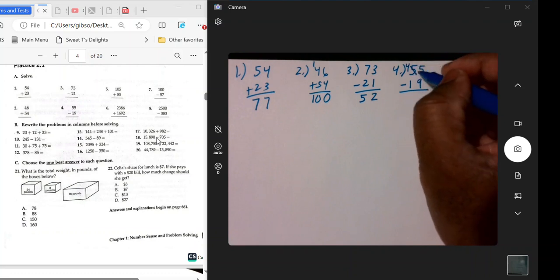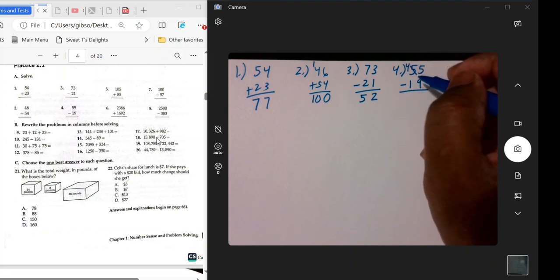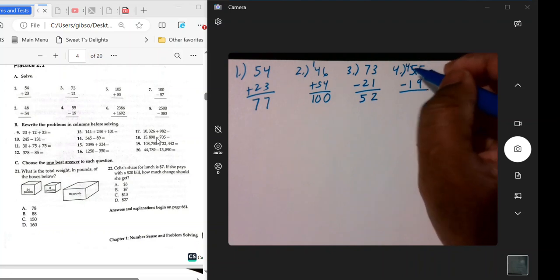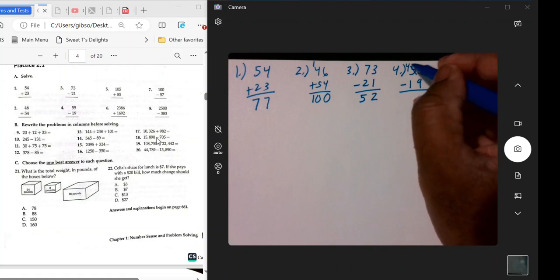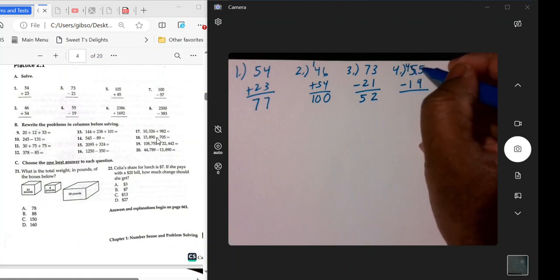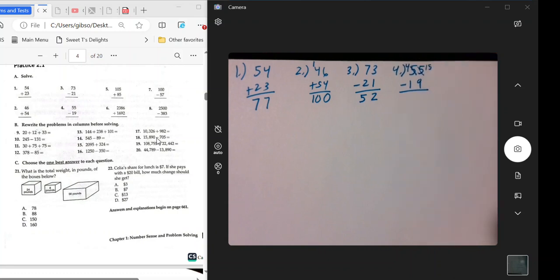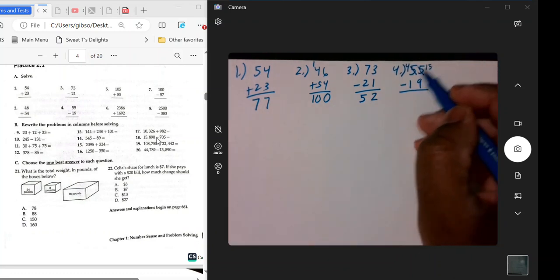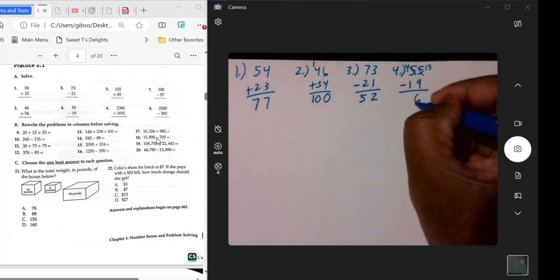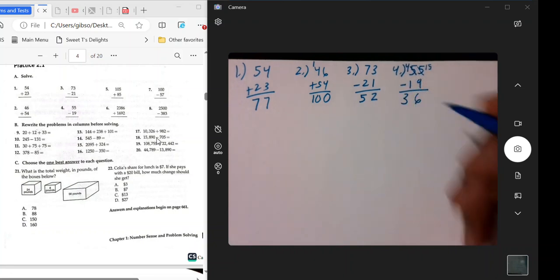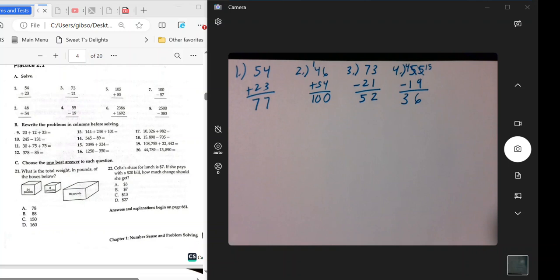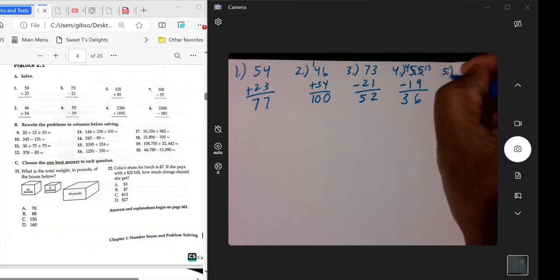And then since we borrow from this place value, remember place values are different by tens. So when we borrow 1 from here, that means that we're going to add 10 to the lower place value. So 10 plus 5 is 15. So now we will have 15 minus 9 is 6, and 4 minus 1 is 3. Now we move on to problem number 5.